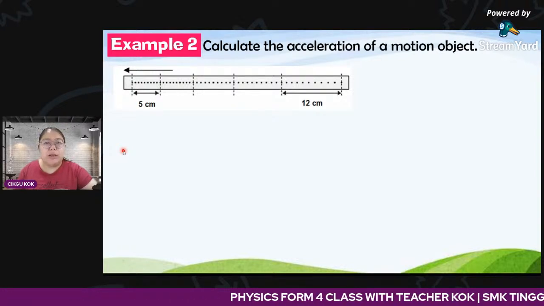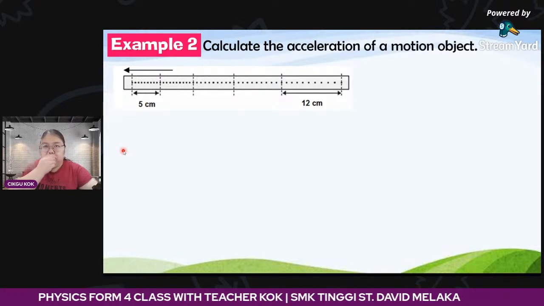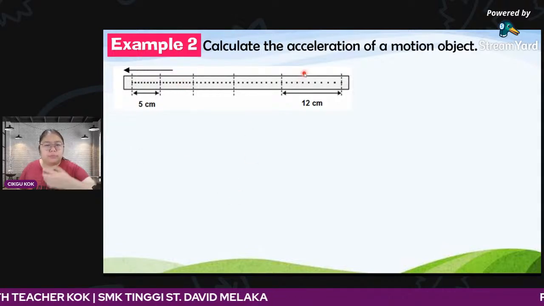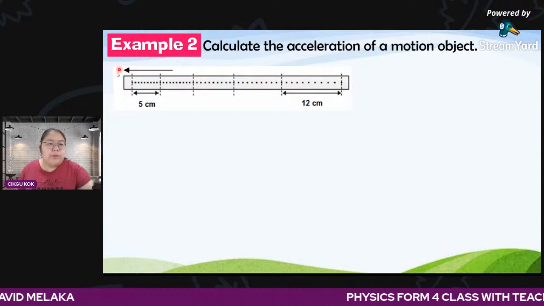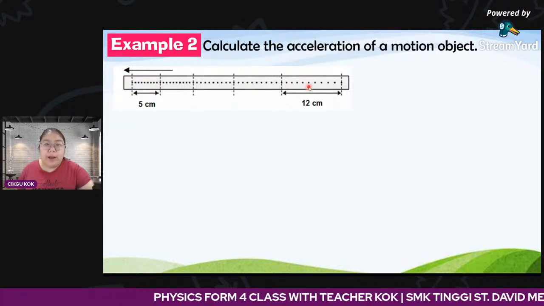Then the time taken between the dots is 0.02 second. Just a simple one only. Okay, we continue for this part. Calculate the acceleration of the motion. So you can see the arrow. The arrow starting from here means this one is the initial, this one should be the final.